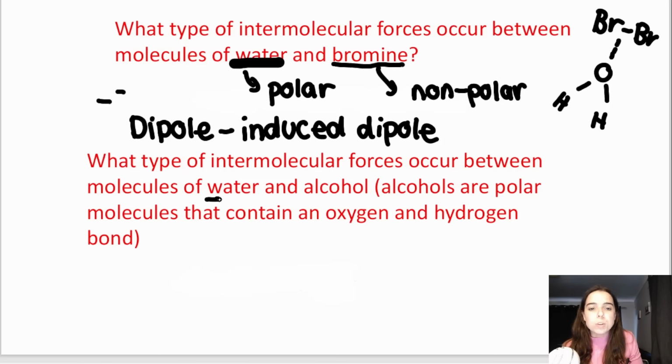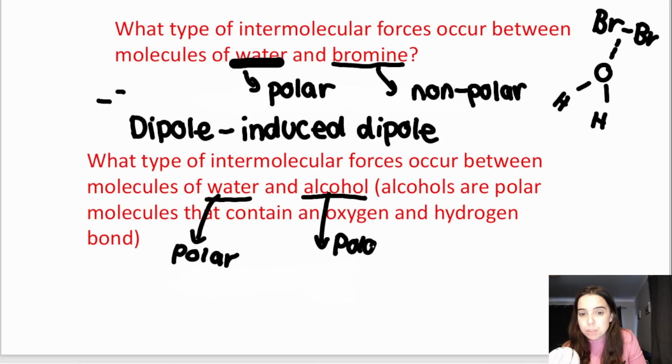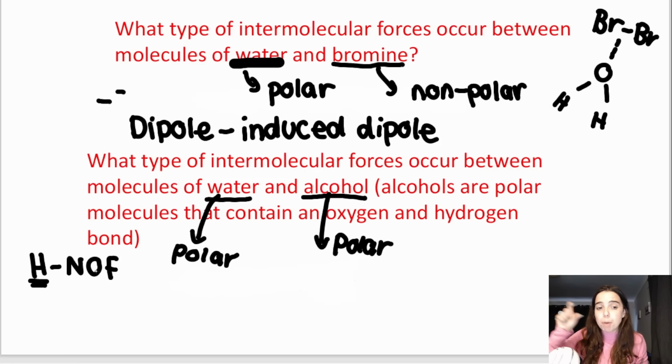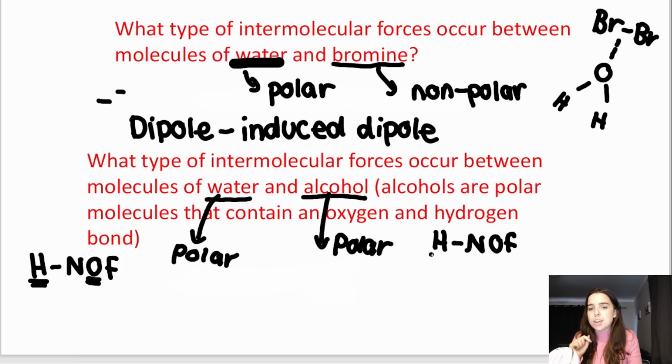What about water and alcohol? Now, remember we said water is a polar molecule. Alcohol is a polar molecule. So you might be thinking polar and polar, dipole-dipole. That is correct. It is dipole-dipole forces. However, remember water contains some of our H-NOF bonding. There's hydrogen bonded to oxygen. And I said your alcohols are polar molecules that contain an oxygen and hydrogen bond. So again, H-NOF bonding, hydrogen and oxygen.